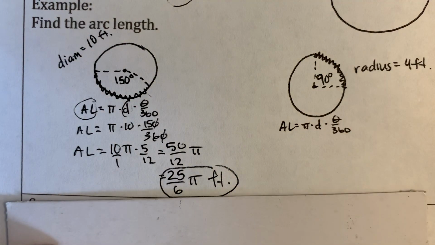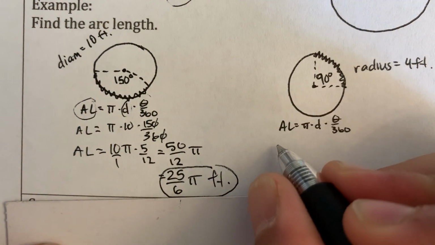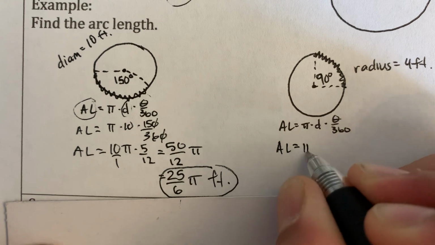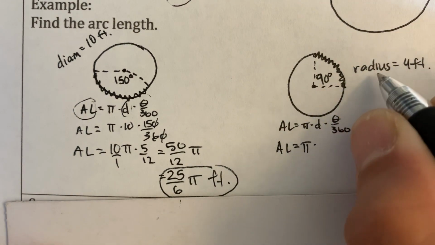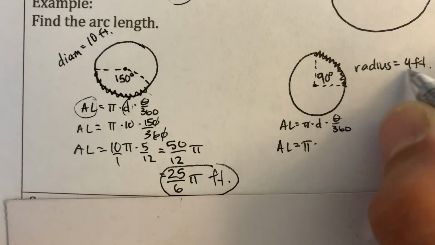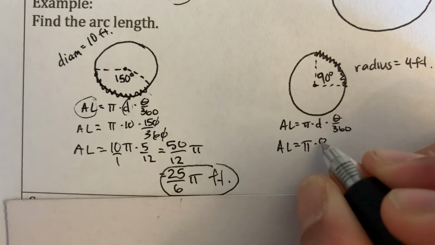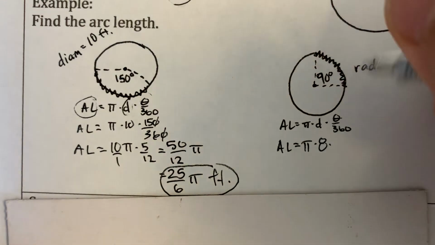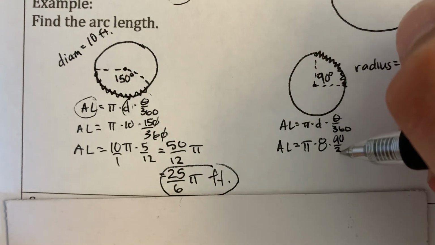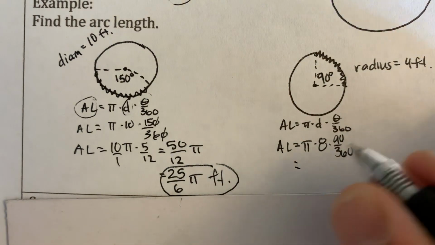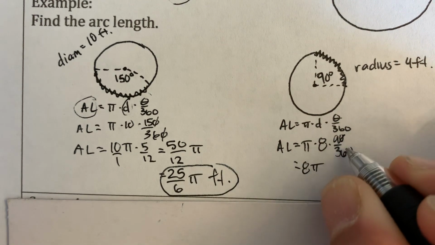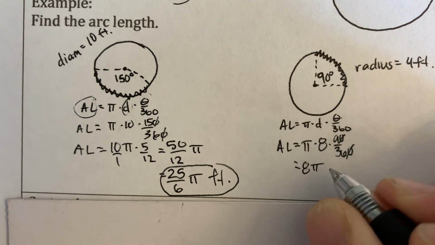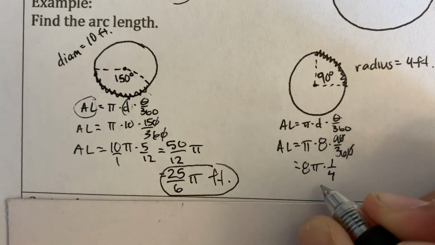Okay, so let's just do another one. Same thing, we need to find the arc length, pi, our diameter. This time it gives us the radius, right? The only difference is to get the diameter, just multiply that by 2. So 4 times 2 is 8. And then we have theta over 360, 90 over 360. Once again, we'll write the 8 before the pi, and simplify this a little bit before writing it down. 9 over 36 simplifies to 1 over 4.